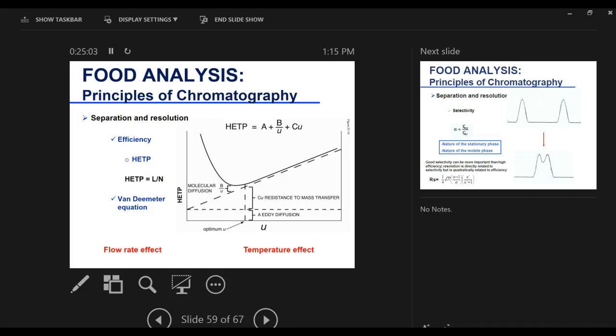So what's in the column? In the column is your stationary phase. And what is the stationary phase? The stationary phase is made up of very small particles. Some of these particles can be porous.